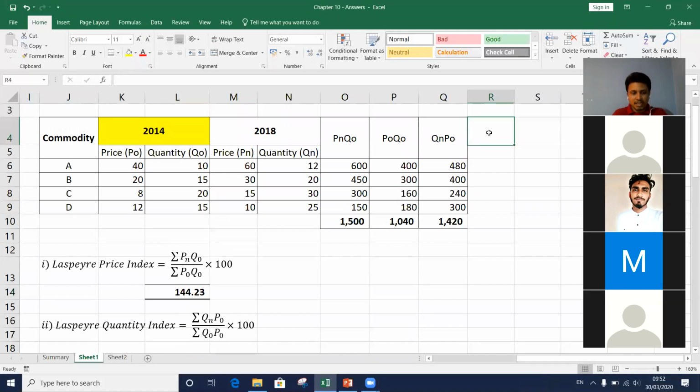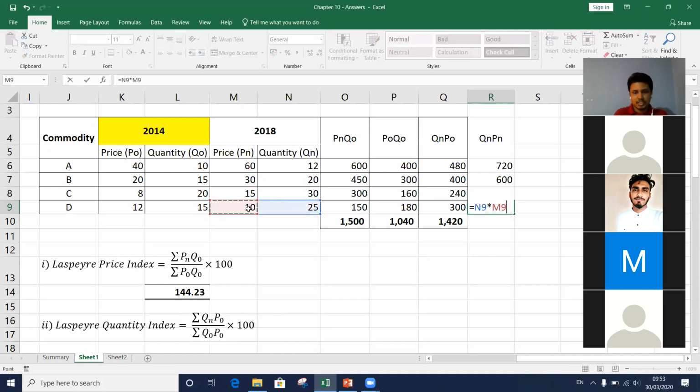We have not made such a column yet, so we need to find the Qn into Pn value. Current year quantities into current year prices. Current year quantity is 12, current year price is 60. 12 into 60 is 720. Then 20 current year price, and current year quantity 30 into current year price gives 600. Then 450. Here 25 into 10 should be 250. We need to consider the sum.